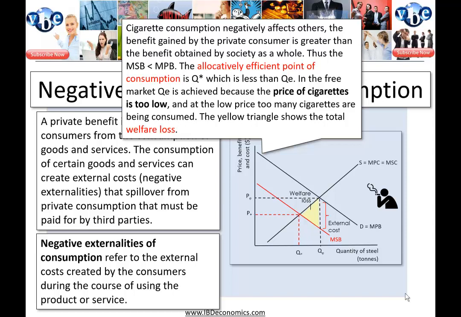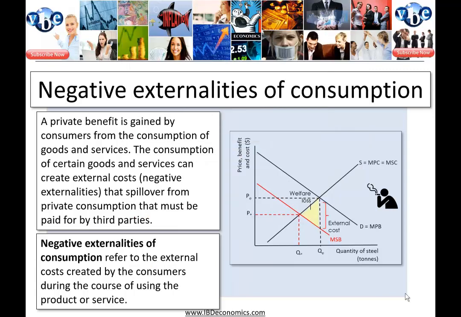The benefit gained by the private consumer is more than the benefit obtained by society as a whole. So therefore, marginal social benefit is less than the marginal private benefit. The allocatively efficient point of consumption, which is Q star, is less than the free market determined outcome, QE. In the free market, QE is achieved because the price of cigarettes is too low, and at that low price, too many cigarettes have been consumed, and the deadweight loss here, the yellow triangle, shows the total welfare loss associated with this market.